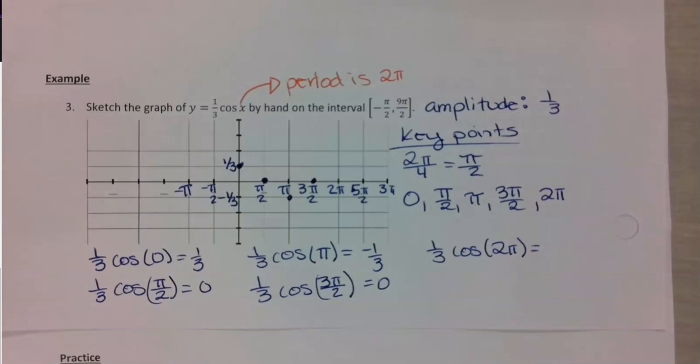Y-axis. Even or odd? It starts on the origin and then... That's odd. Okay, so 1/3 cosine 2 pi. 1/3.